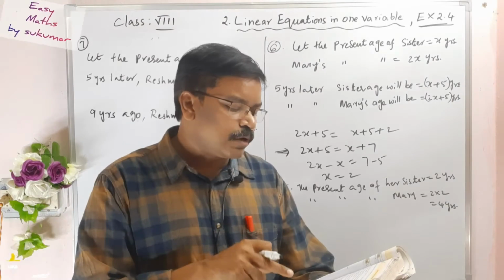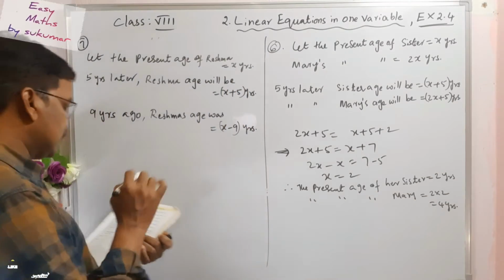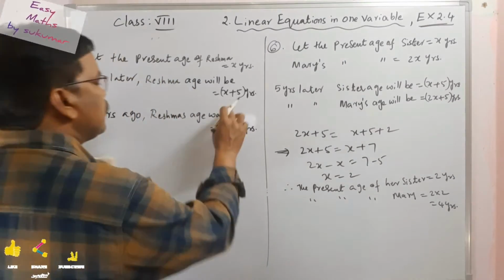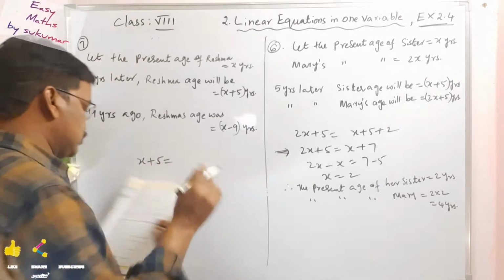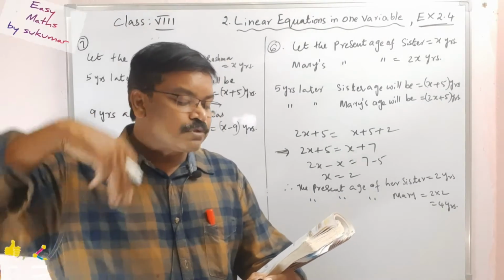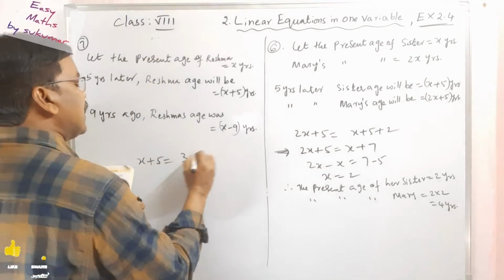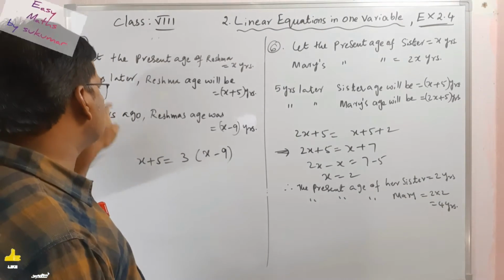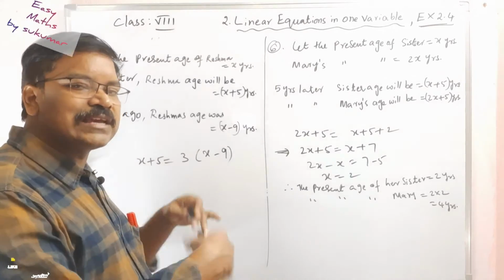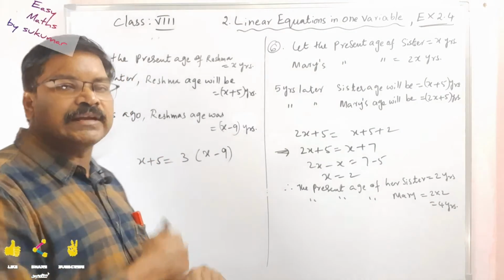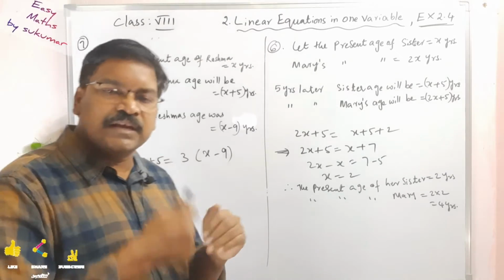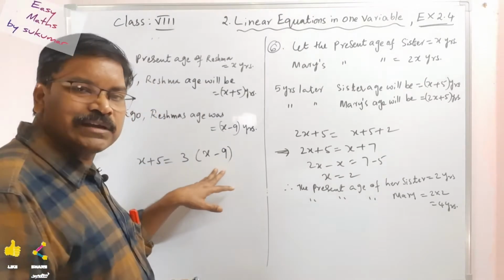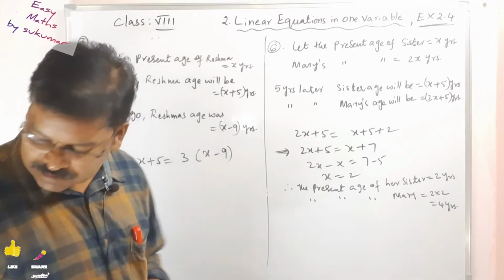Now here according to the problem, Rashma will be 3 times as old as she was 9 years ago. In 5 years' time her age is x plus 5. So this is equal to 3 times her age 9 years ago, that means 3 times x minus 9. Understand, my dear students? After 5 years her age is x plus 5, which is equal to 3 times the age of Rashma 9 years ago, that is x minus 9. That means x plus 5 is equal to 3 times x minus 9.